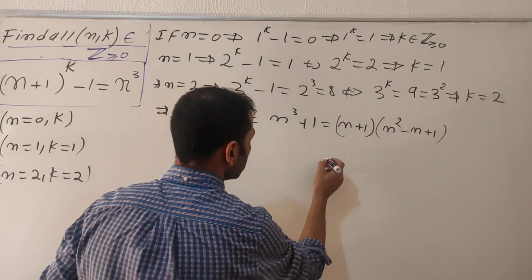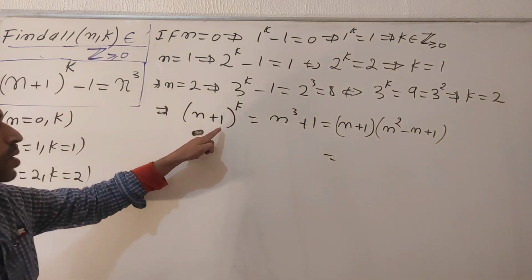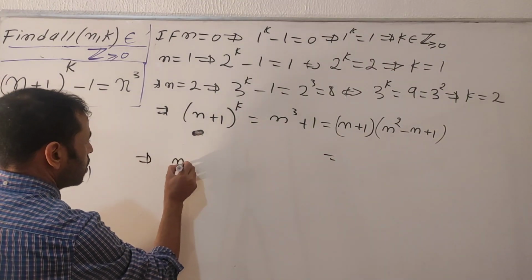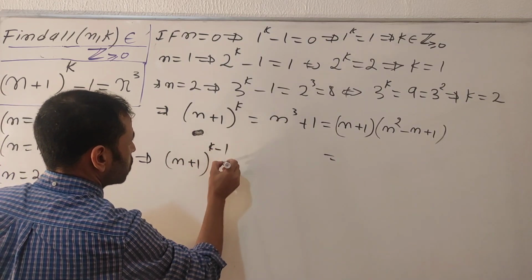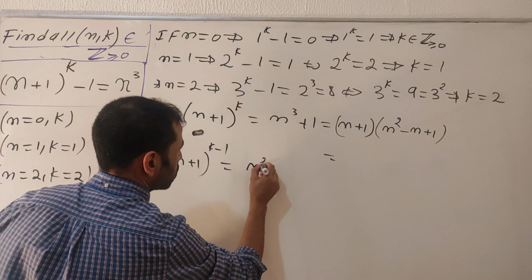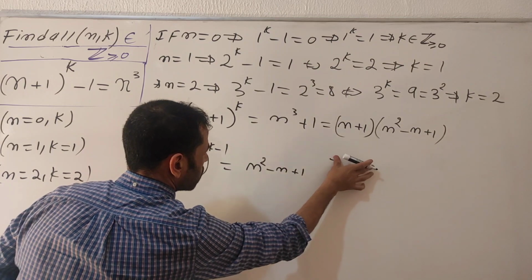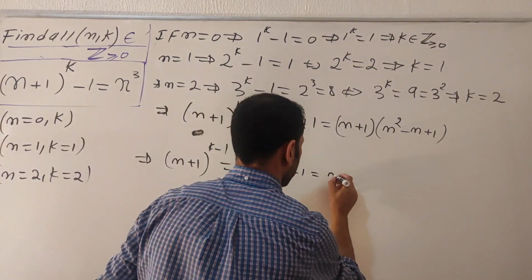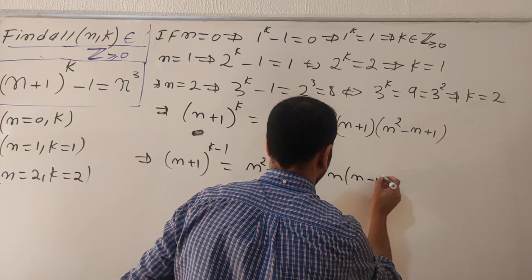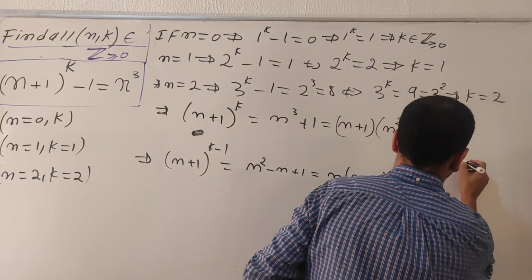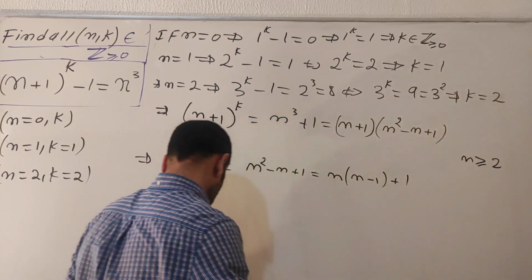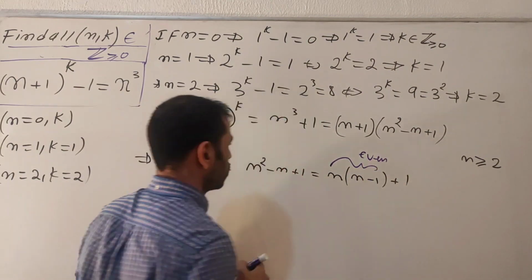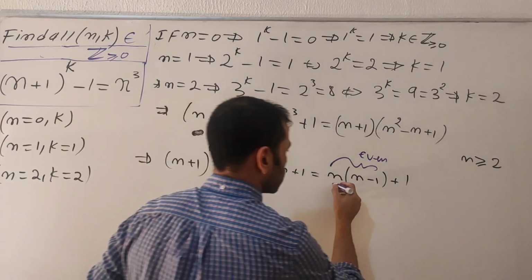Since we have n plus 1 on both sides, I'm going to cancel it out. So I get (n plus 1) to the k minus 1 equals n squared minus n plus 1. Also, I'm going to take n as a common factor: n times (n minus 1) plus 1. For all n greater than or equal to 2, we know n times (n minus 1) is even, which means the whole thing is odd.